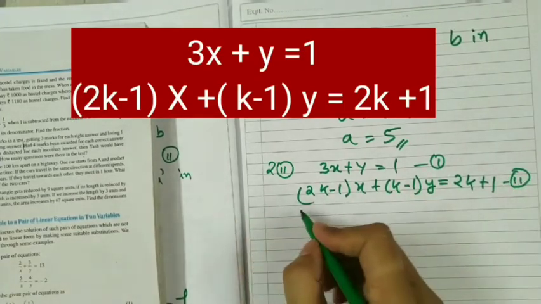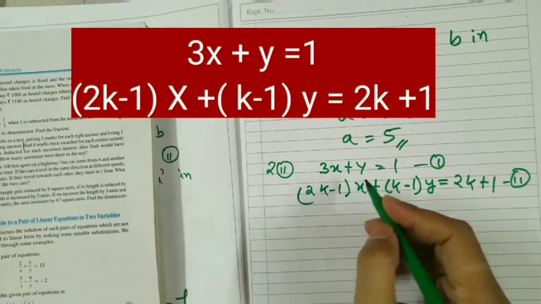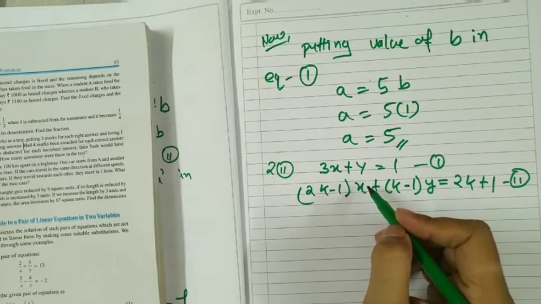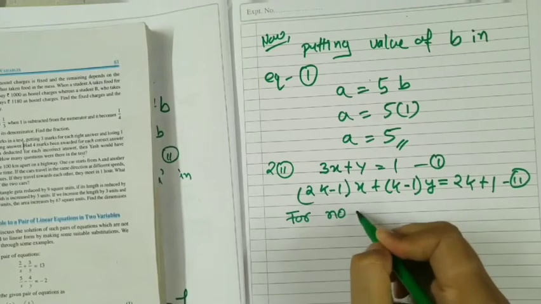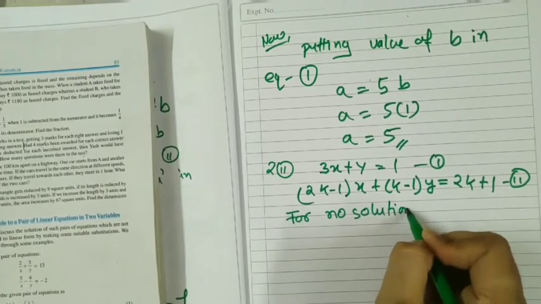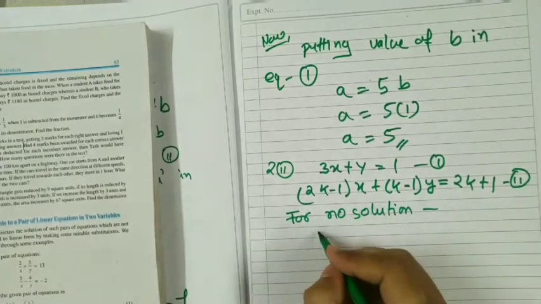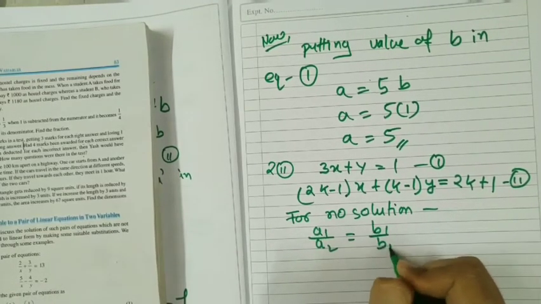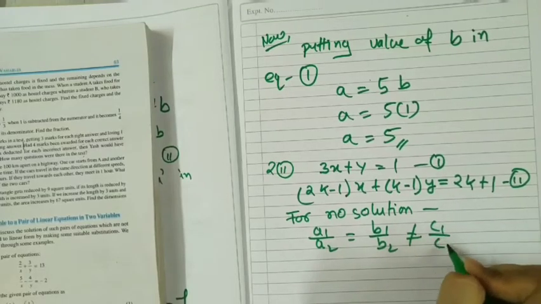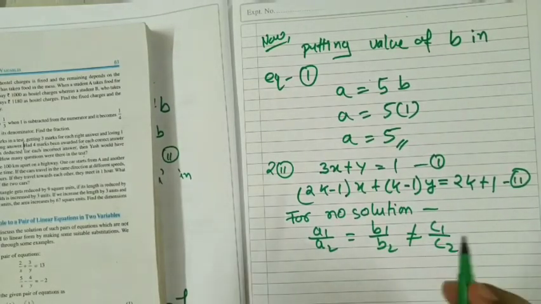Here the condition is given that this pair of linear equations will have no solution. So for no solution, what is the condition? We all know, for no solution, the condition is a1 by a2 is equal to b1 by b2 is not equal to c1 by c2. So this is the condition for no solution.